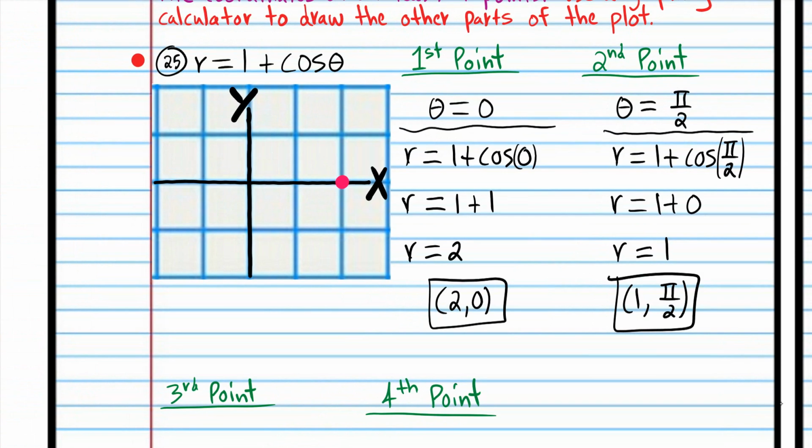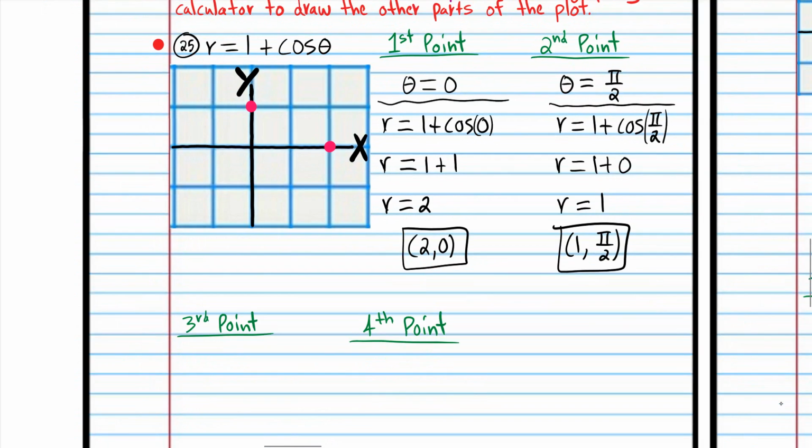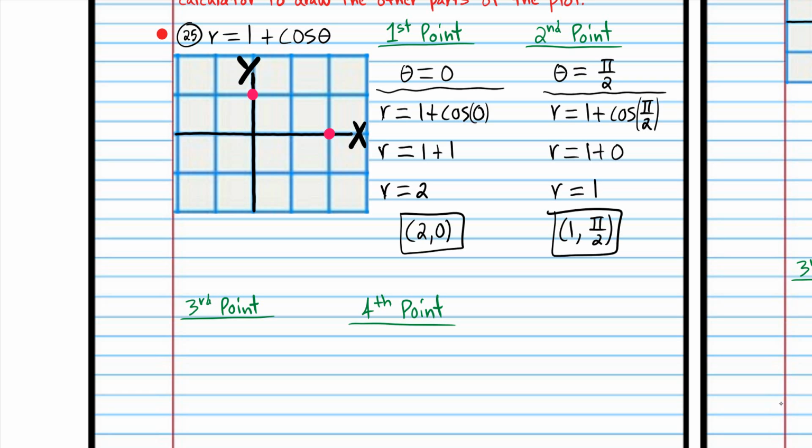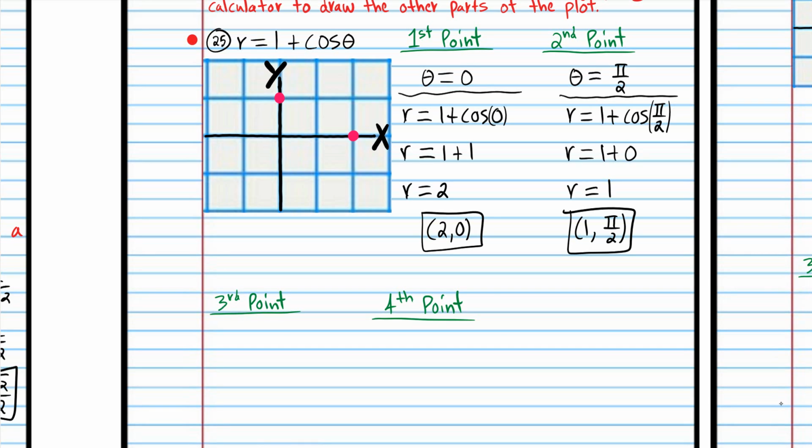And so we need to move out 1 unit and then rotate pi over 2, and that's going to get us to this point here. So that's 2 points. We just need to graph 2 more points. And then we're going to use the calculator to help us with the rest, because it's not practical to graph every single point with these polar graphs, because there's a lot of points. And even after graphing 10, 12, 15 points, we may not necessarily get an idea of what the graph looks like, so it's just not practical.